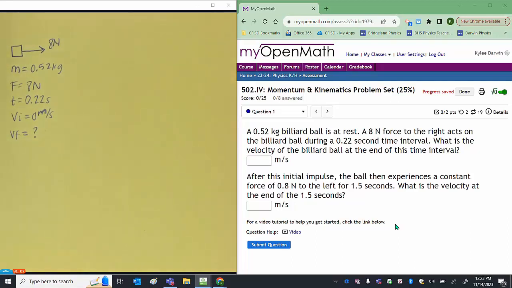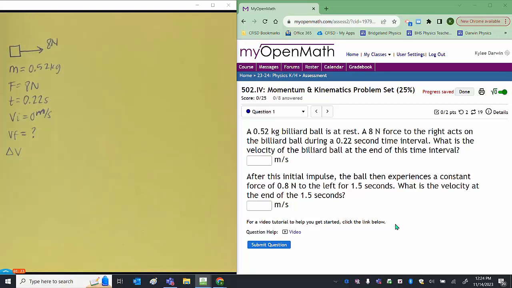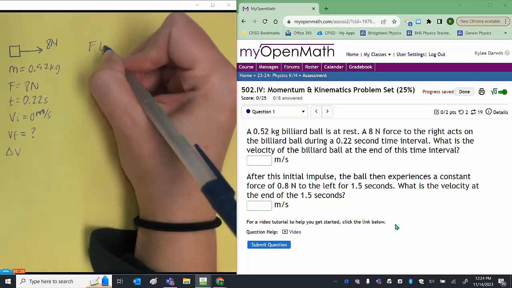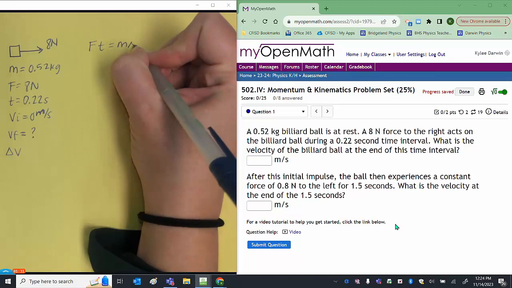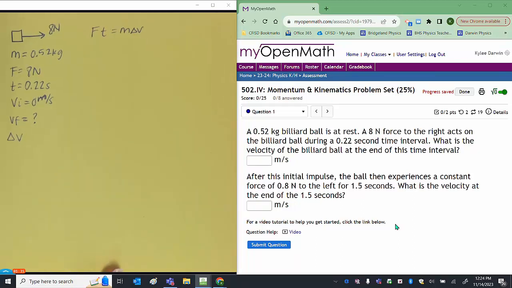And so we have this information given to us in the question. When you look at these values, mass, force, time, and VI and VF, I also know that when I see both of those, I can look at anything that has delta V in the equation. And looking at the equations I have for this unit, the one that I'm going to want to use is F times T equals M times delta V. That was my momentum or impulse momentum theorem.